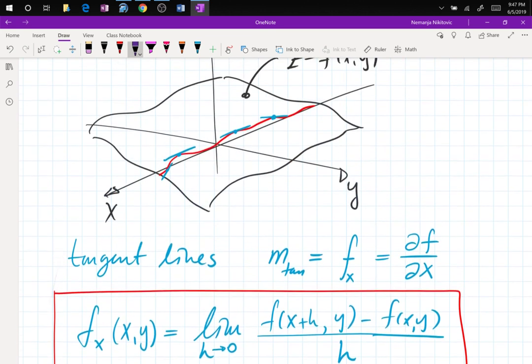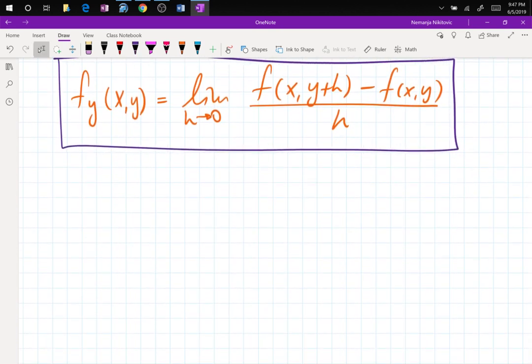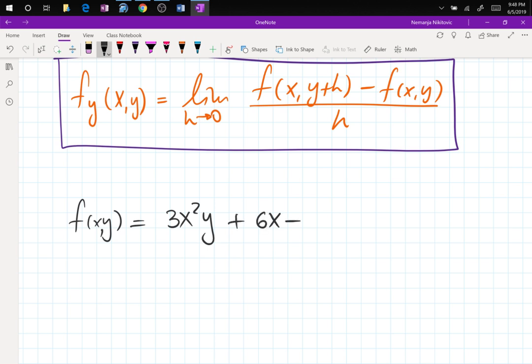So now you understand this is the theory, and now we want to actually calculate some of these partial derivatives. Say f of x y is given as 3x squared y plus 6x minus 4y squared. You can go ahead and graph this surface. You can come up with whatever you want.